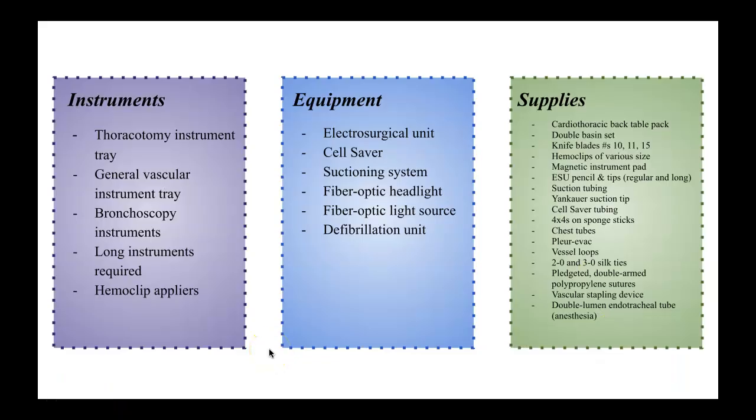So the instruments that will be needed are a thoracotomy instrument tray, a general vascular instrument tray, and bronchoscopy instruments. Long instruments are required since you're going pretty deep into the chest cavity. Hemoclip appliers, that just depends on the surgeon's preferred method of hemostasis. An ESU, cell saver for blood.